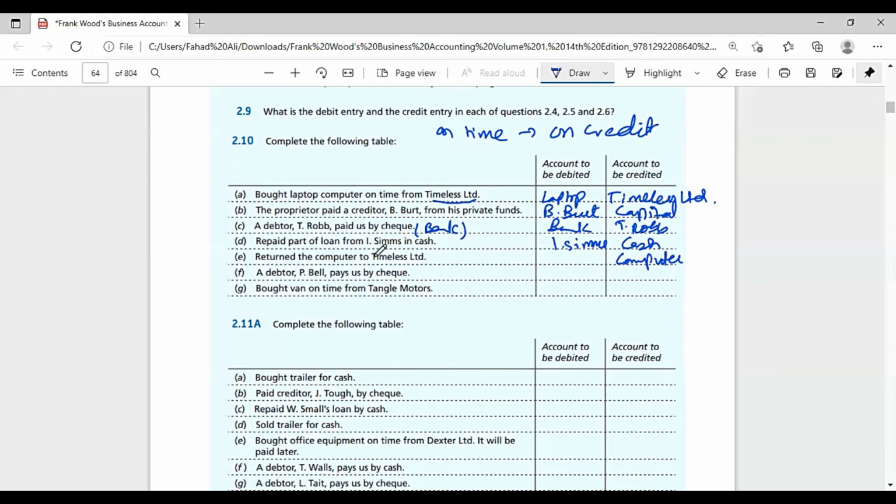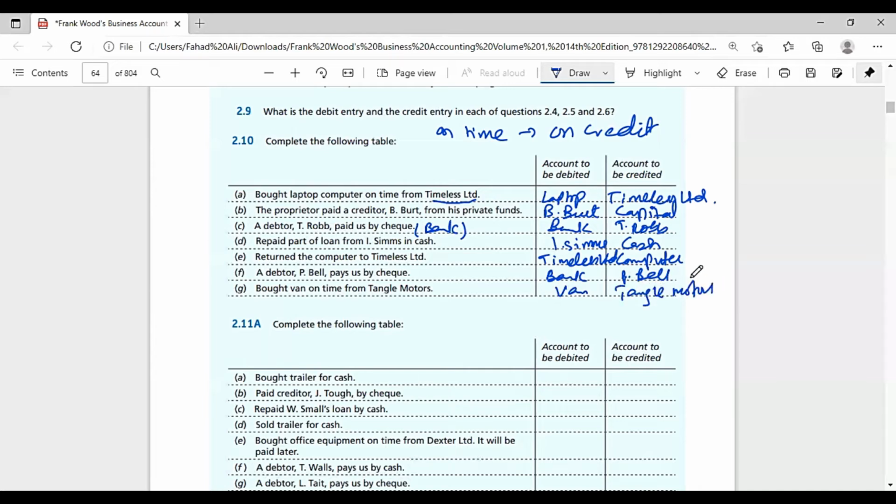Okay, so the next is Timeless Limited on debit side. A debtor P Bell pays us by check. So bank goes up, so it is debited, and P Bell is credited. Bought van on time from Tangle Motors. So van is debited and Tangle Motors is credited.